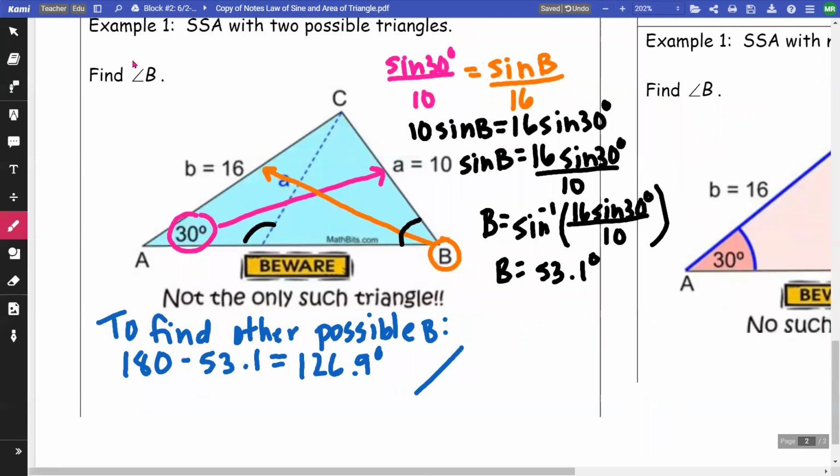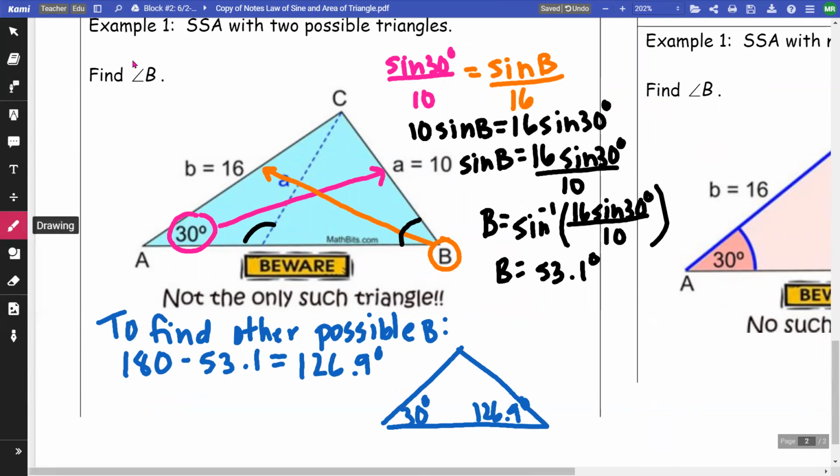In my triangle, I know that this is 30. We're saying that this is 126.9. I need to make sure that that's reasonable. I need to make sure that those don't add up to more than 180, because if it adds up to 180, then I have nothing left for that third angle. Or if it adds up to more than 180, I've used up more than I have. So you want to make sure that that makes sense.